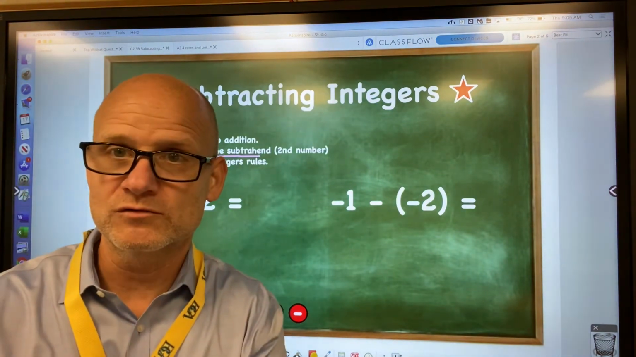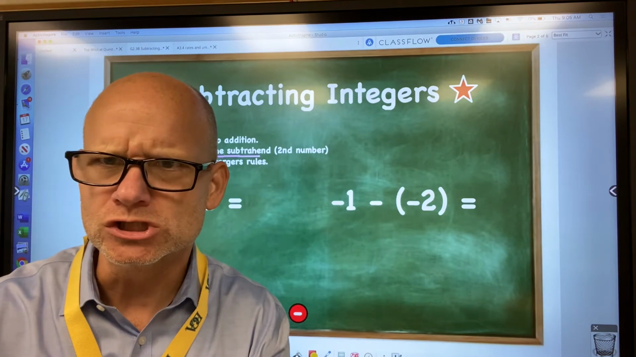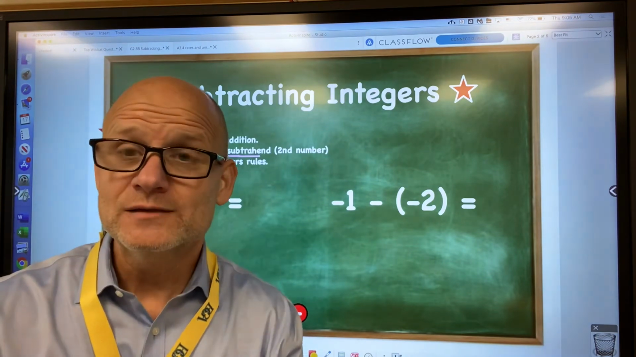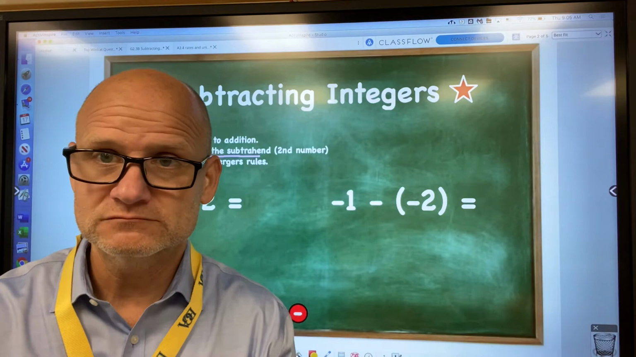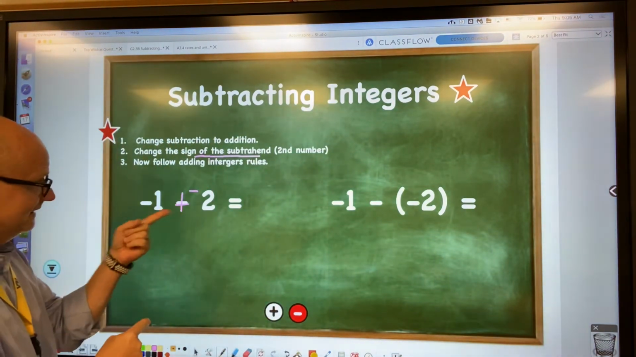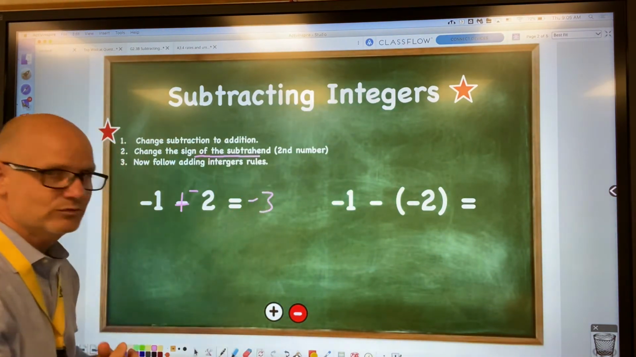So remember that song we sang? Same signs, add and keep, different signs, subtract. Okay, same signs, add and keep. So we end up with -3.